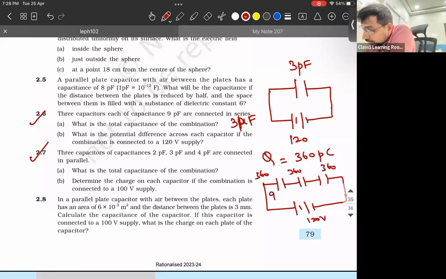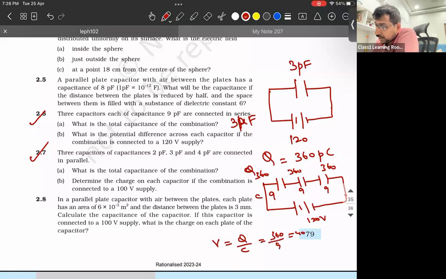What is the capacitance here? 9, 9, and 9. So charge is this much, capacitance is this much. What is going to be the potential? V is equal to Q by C. So 360 by 9 is 40. Here also 360 by 9 is 40. Here also 360 by 9 is 40. One minute.